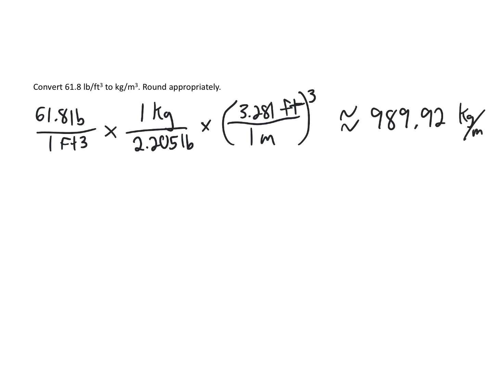kilograms per meter cubed. But if we look at this question, the 61.8 was 3 significant digits, which is the least amount of significant digits in our calculations. So we need to round this to 3 significant digits, which would be 990 kilograms per meter cubed.